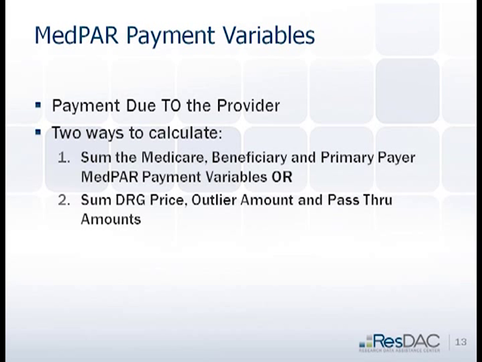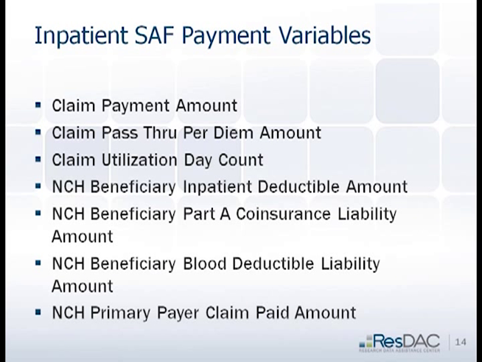So there's 5 variables. You can also sum the DRG price, outlier amount, and pass-through amounts. But I would actually recommend just using number 1. It's a little bit more consistent. Again, if you're looking at costs, I would recommend using the Medpar, but if you happen to have the inpatient standard analytical file, again, here are the variables. These are the variable names found in the data dictionary.